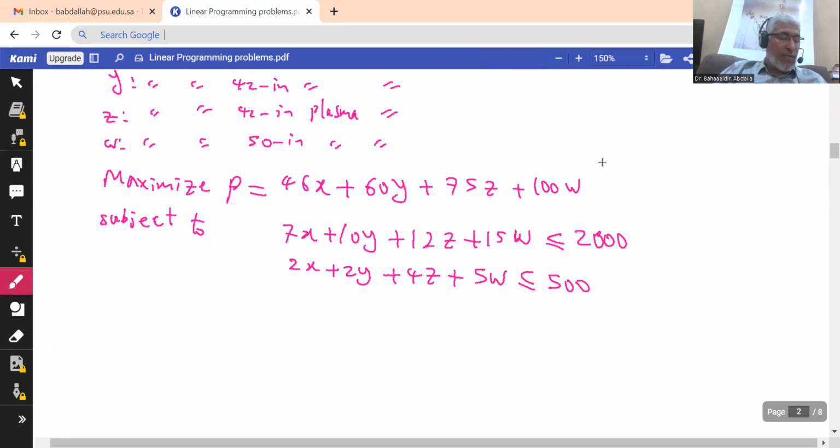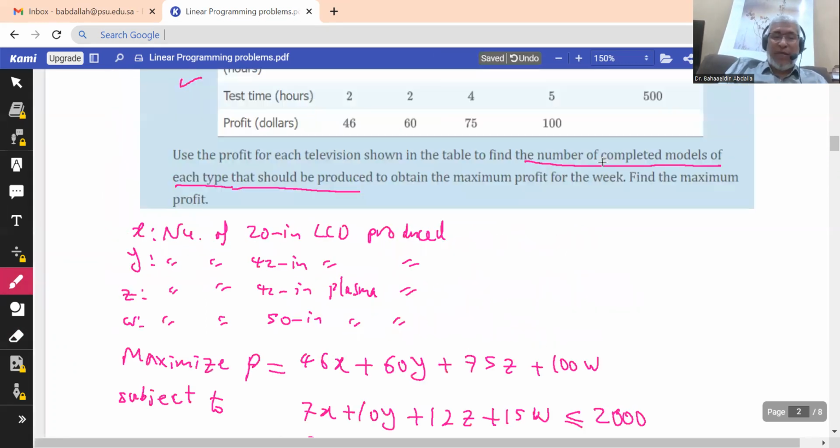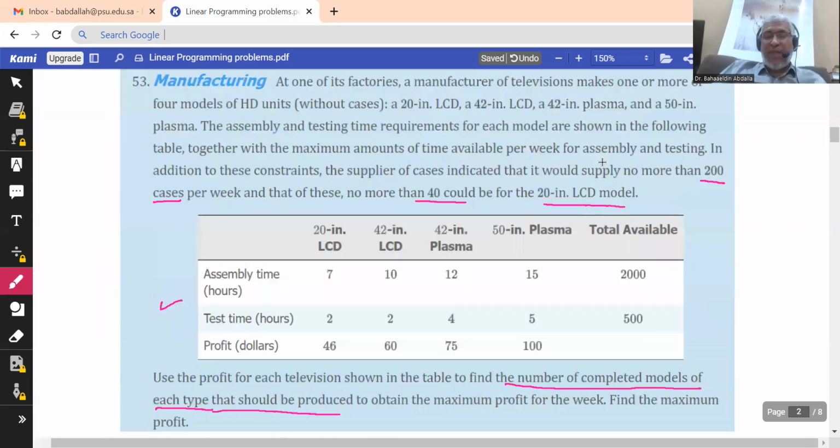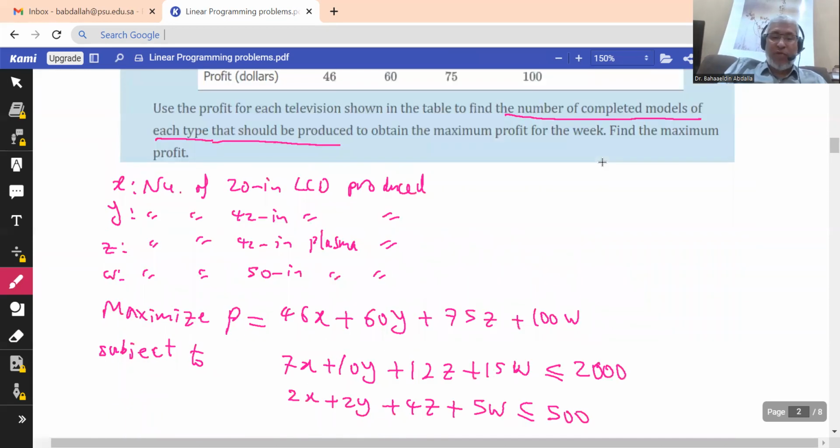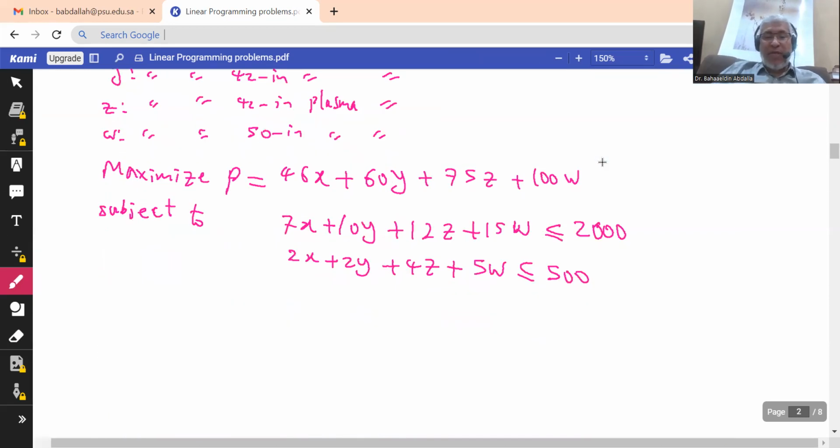These are the 2 constraints. And then we know that the number of cases should be less than or equal to 200. So how to get the number of cases? We add X plus Y plus Z plus W, because each model needs a case.